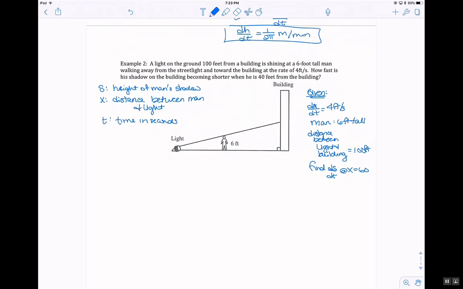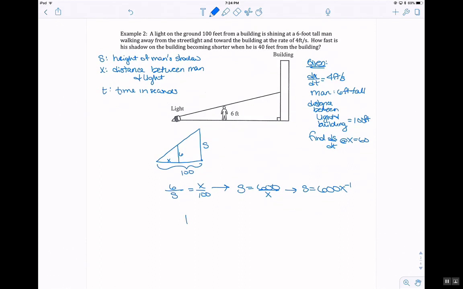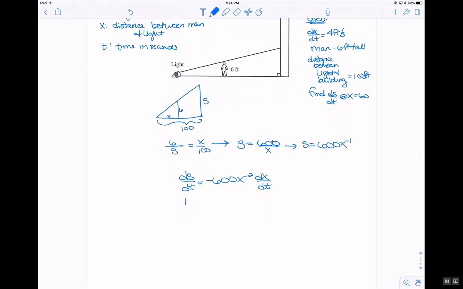Okay, so I'm going to set up the equation using similar triangles. So what I have is x here, 6 here, s there, and then this entire thing is 100. So what I could say is 6 over s is equal to x over 100. So s is equal to 600 over x, which makes s equal to 600 x to the negative first power. So I could take the derivative implicitly. So ds dt is equal to negative 600 x to the negative second power times dx dt. And then I can just plug everything in.